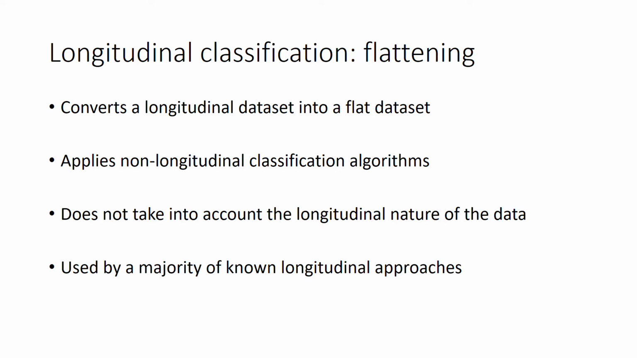Now, in the literature, there are a lot of studies that use longitudinal classification, and most of them use an approach called flattening. It is essentially an approach where you flatten the longitudinal dataset into a non-longitudinal dataset, meaning that the fasting glucose level at time point 3 and fasting glucose level at time point 4 would be considered as completely independent attributes, thus removing the longitudinal nature of the data. And this is the approach that most longitudinal studies use.